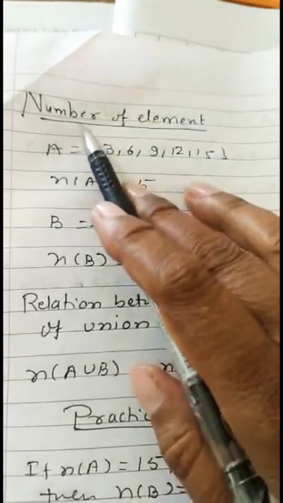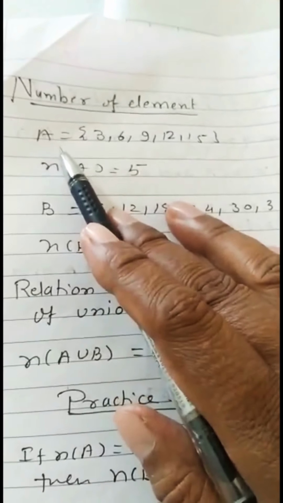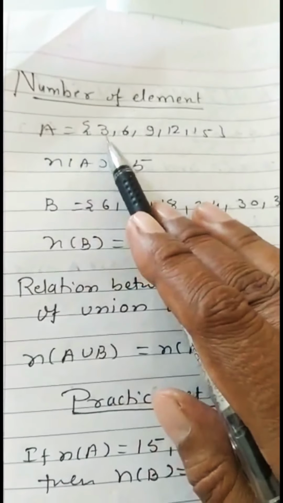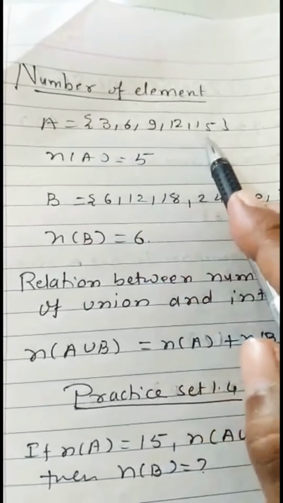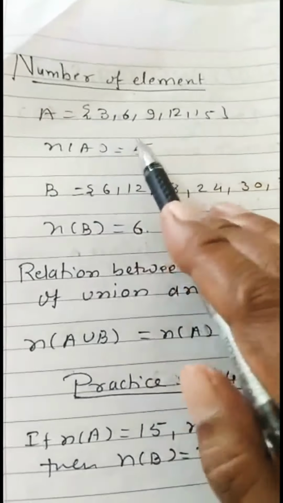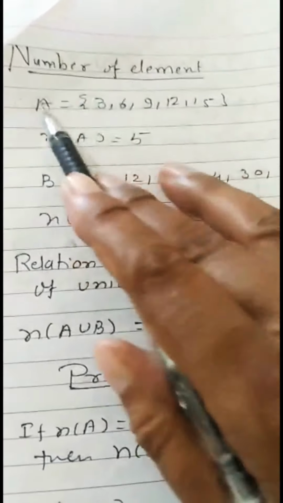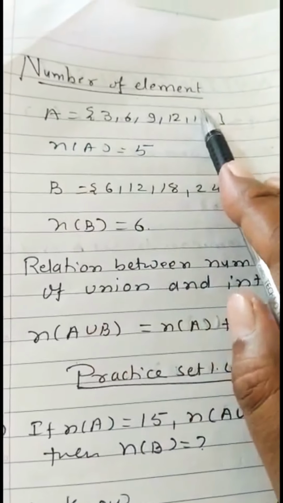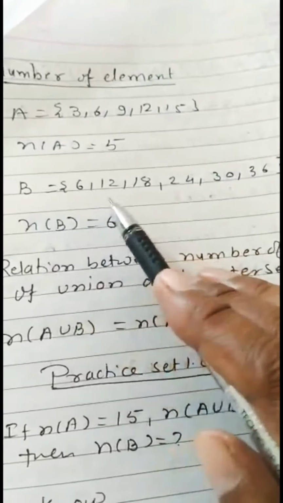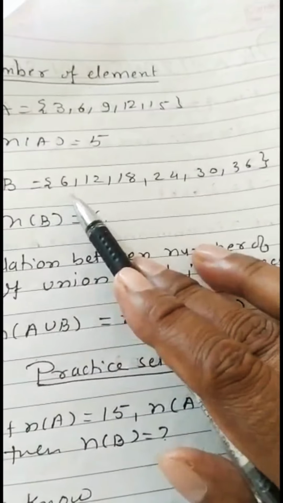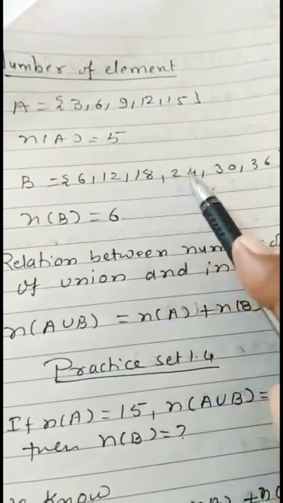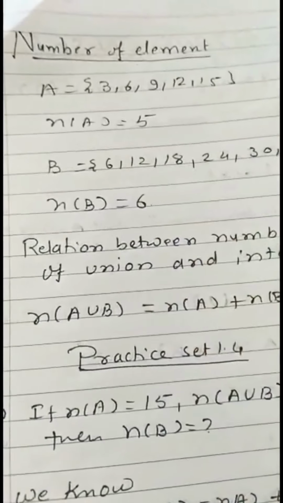Number of elements. How to write the number of elements? If A has the elements 3, 6, 9, 12 and 15, we have to count the elements: 1, 2, 3, 4, 5. So the number of elements in A is 5. So the number of elements is nothing but counting the elements. One more example, B has the elements 6, 12, 18, 24, 30 and 36. So 1, 2, 3, 4, 5, 6, six elements.